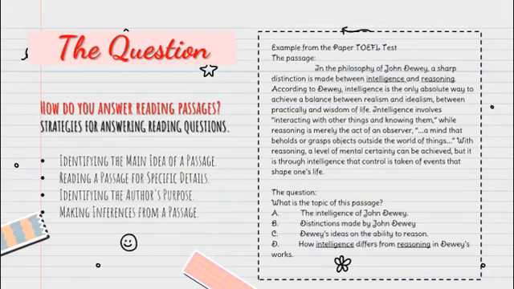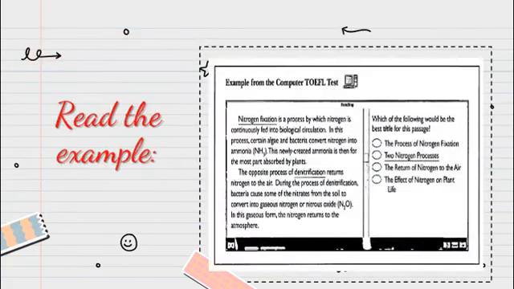How do you answer reading passages? Strategies for answering reading questions: identifying the main idea of a passage, reading a passage for specific details, identifying the author's purpose, making inferences from a passage. This question asks about the topic of the passage. Because this passage has only one paragraph, you should look at the first sentence of the passage to answer this question. The first sentence of this passage discusses a distinction between the ideas of intelligence and reasoning in the philosophy of John Dewey, so this is probably the topic.